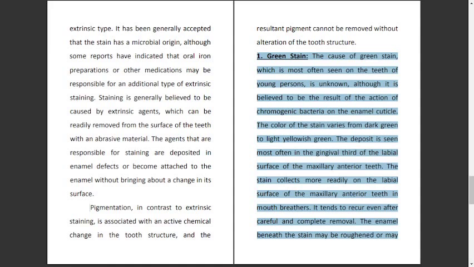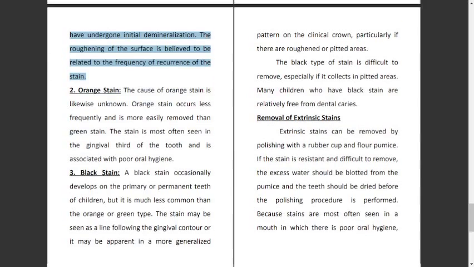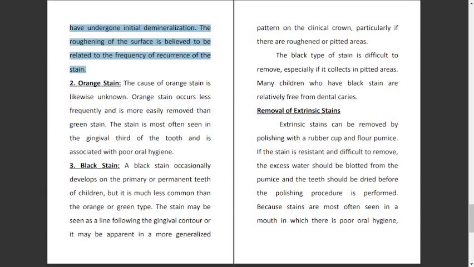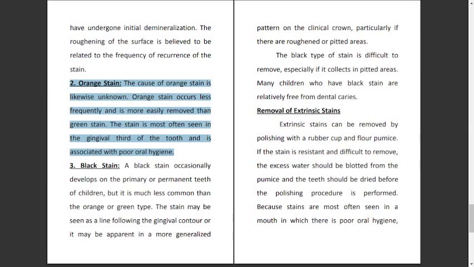It tends to recur even after careful and complete removal. The enamel beneath the stain may be roughened or may have undergone initial demineralization. The roughening of the surface is believed to be related to the frequency of recurrence of the stain. 2. Orange stain. The cause of orange stain is likewise unknown. Orange stain occurs less frequently and is more easily removed than green stain. The stain is most often seen in the gingival third of the tooth and is associated with poor oral hygiene.